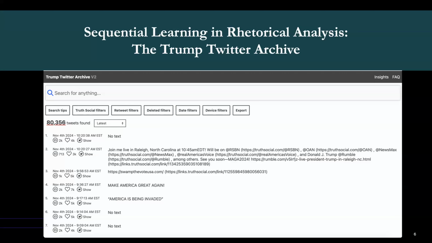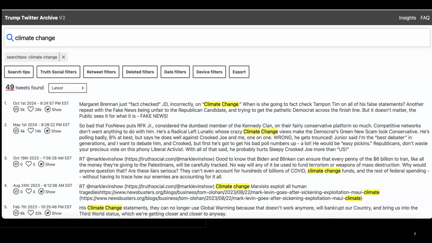The Trump Twitter archive, which is a comprehensive database of all tweets from Donald Trump from 2009 to the present, allowed students to analyze his posts by date, keyword, or theme, offering valuable insights into his communication style and political messaging. Now, I want to point out a key caveat about the Trump Twitter archive.